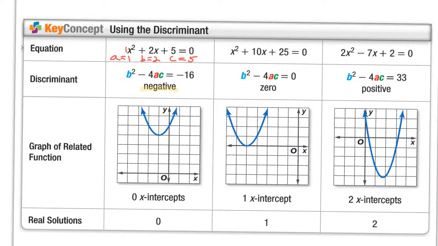The x-axis is down here, the parabola is on top of the x-axis, and it goes up, not to the x-axis. So that means we have 0 x-intercepts. It's not crossing the x-axis. What that means is, when the discriminant is negative, we have 0 real solutions, or you can say no real solutions.